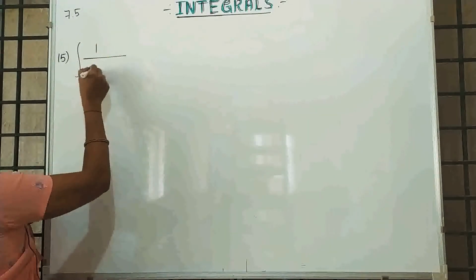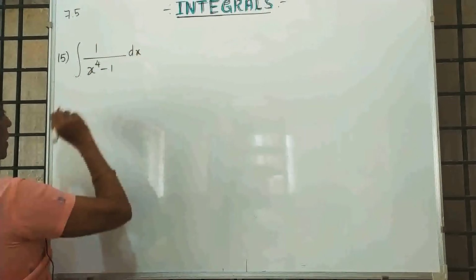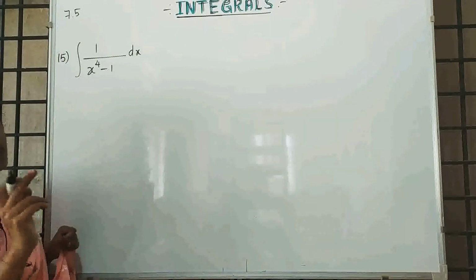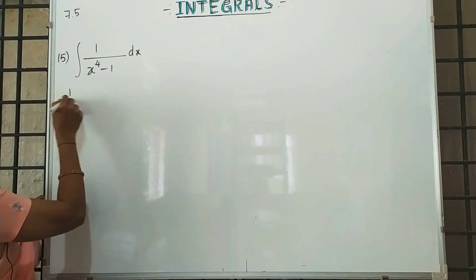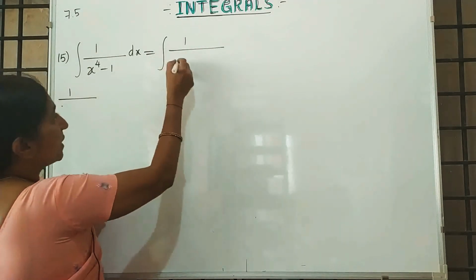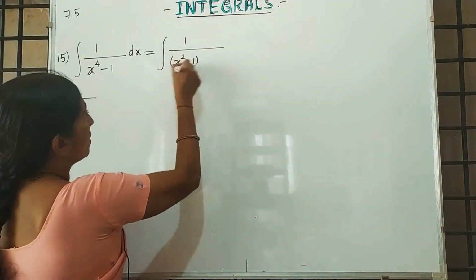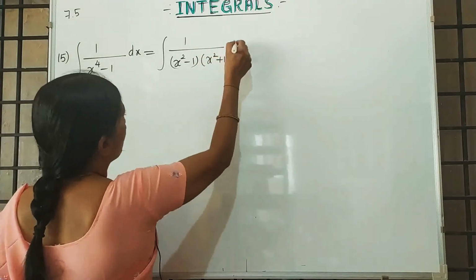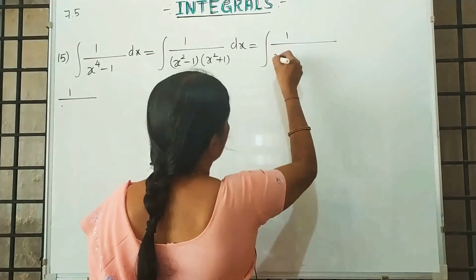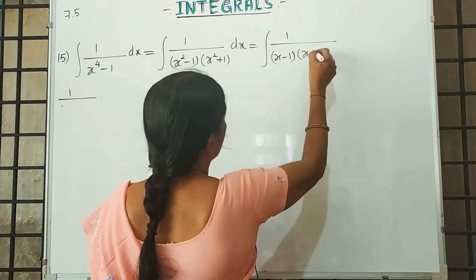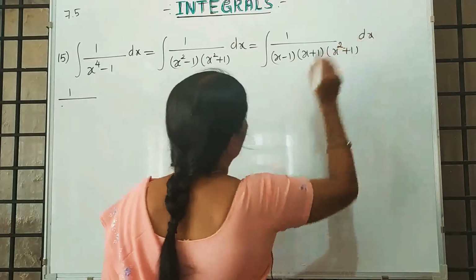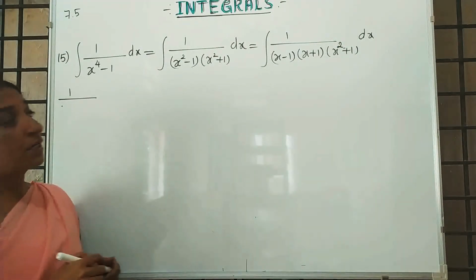Integral of 1 upon x raised to 4 minus 1 into dx. What is the highest power of x in the numerator? In the numerator there is no x, means it is 0. In the denominator it is 4. Before that, I am splitting this. It is 1 upon, first splitting is x square minus 1 into x square plus 1. Next splitting, the first bracket is written as x minus 1, x plus 1, and then x square plus 1. See, the third bracket will not split further. It is a quadratic.